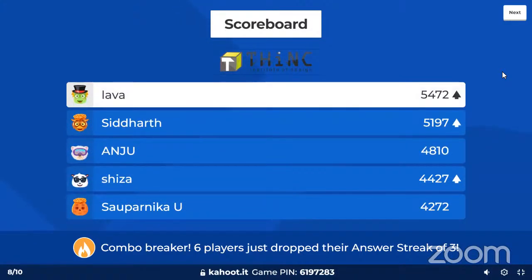Yes, there is a change. Lava comes to the first position with 5,472 points. Siddharth on second with 5,197. Anju with 4,810 points on third. Shisa with 4,427 on fourth. And Sauparniga with 4,272 points on the fifth. So good going, guys. Again, good play.